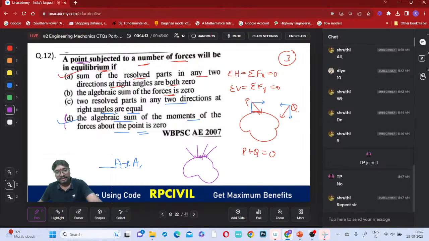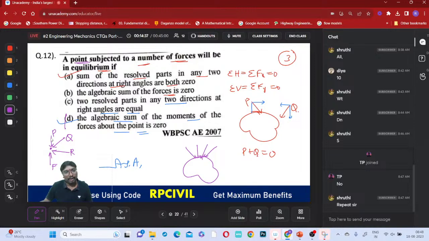What is the question given? Here, a point is subjected to a number of forces. This is the point given. This is your P force, this is your Q force, this is your F force, and this is your R force. Now tell me, the sum of the moments about this point equal to 0: do you need to consider it or not? No need to consider it.